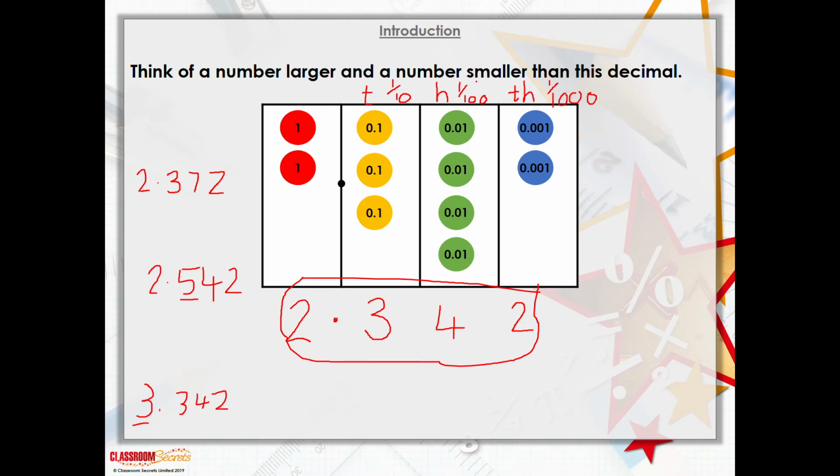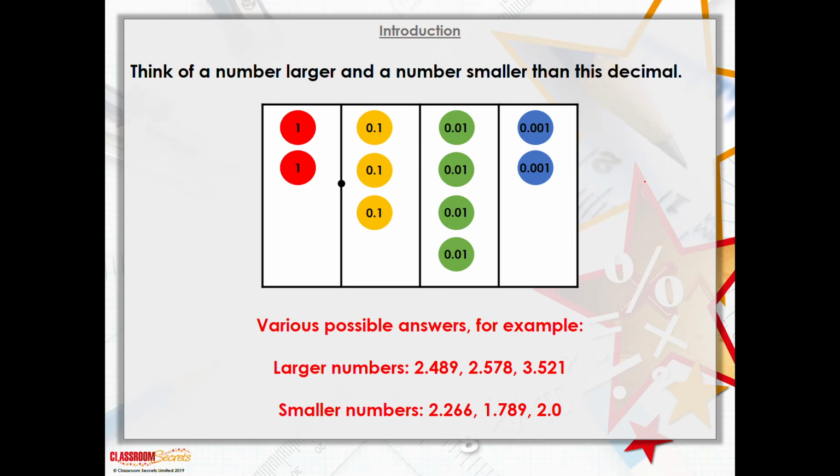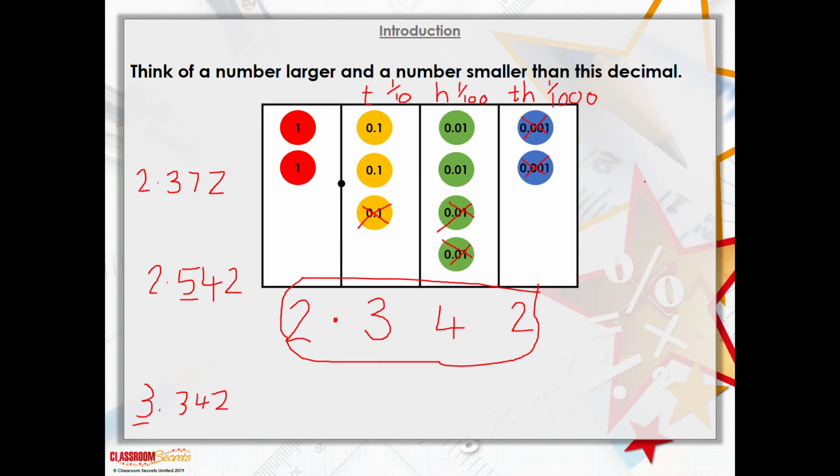So that's the same for the number smaller than this decimal. If I wanted to make this decimal number smaller, I could make that 2 into a 1. I could even make it into a 0, and automatically it would be smaller. If I wanted to keep the 2 point, then I could make one of these ones smaller. Instead of having 3 tenths in that column, I could take one away and have 2 tenths there. I could cross out two of these hundredths. I could cross out both of those thousandths. Okay, so you could have had various different answers there, as long as they were bigger or smaller than the number 2.342.